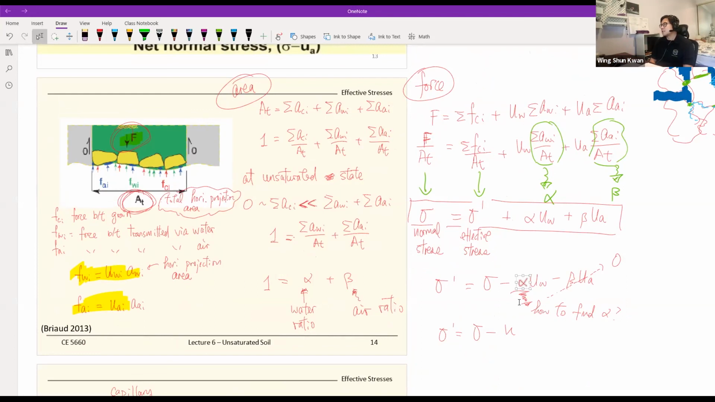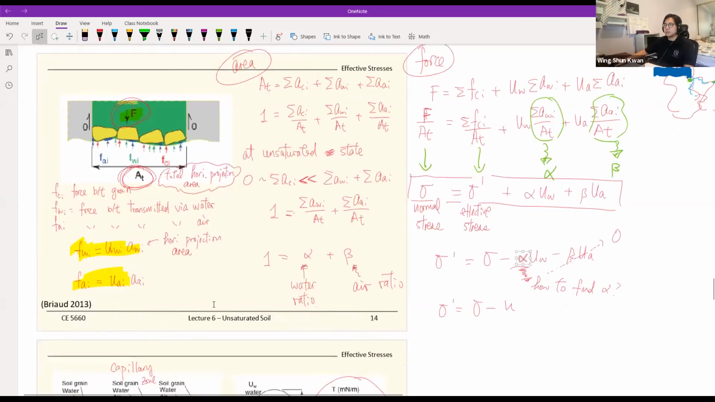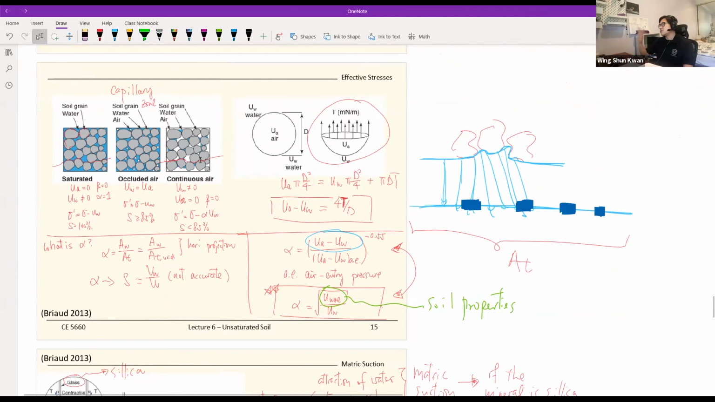I don't think in practice people will measure this A sub T, but it helps us understand how to get the alpha values. I've seen some textbooks that have conceptual questions. They give you a drawing, a picture like this or this one, and ask you to find the A sub T. But at the end of the day, in practice, it's something that we cannot measure. It's the total area of horizontal projections given a soil matrix. Okay, yeah, thank you. Any more questions, anyone?